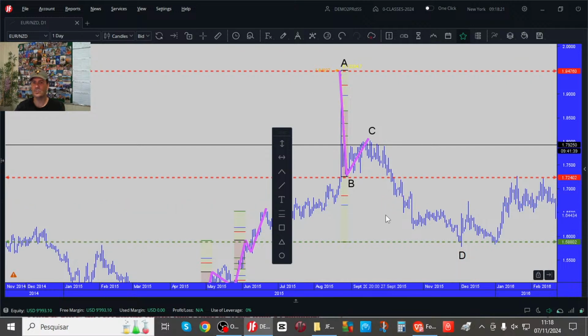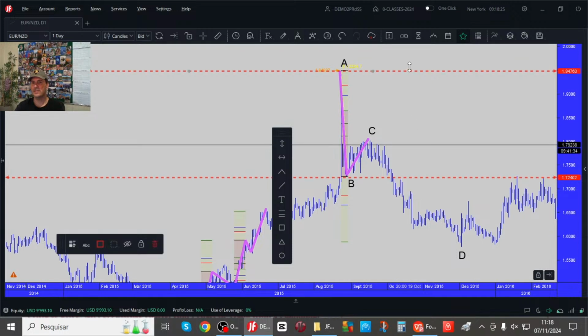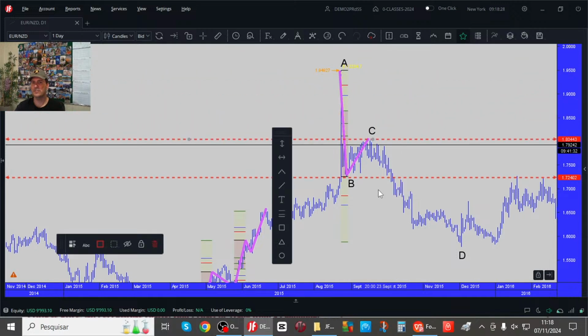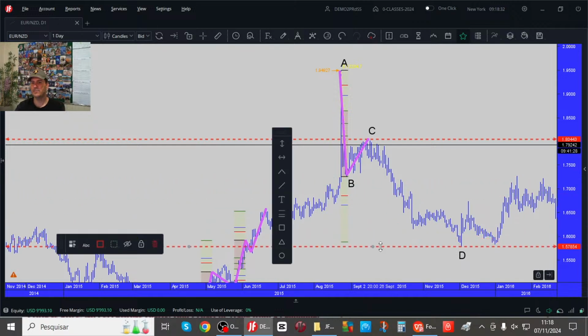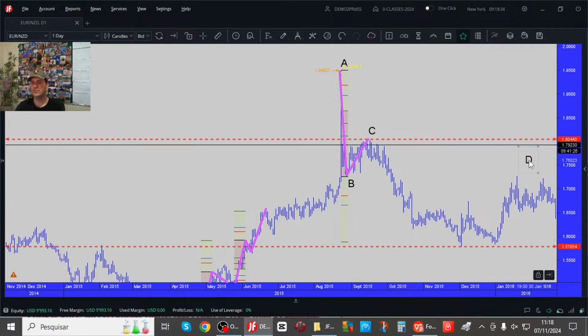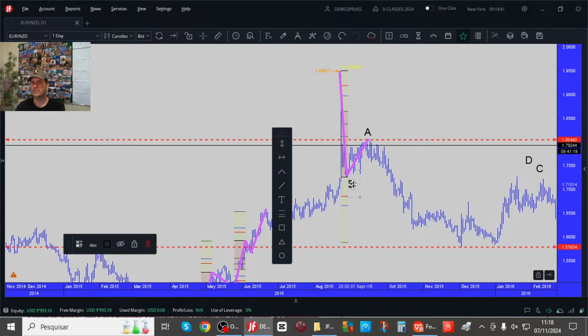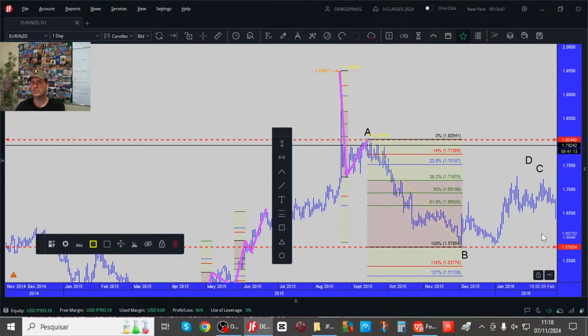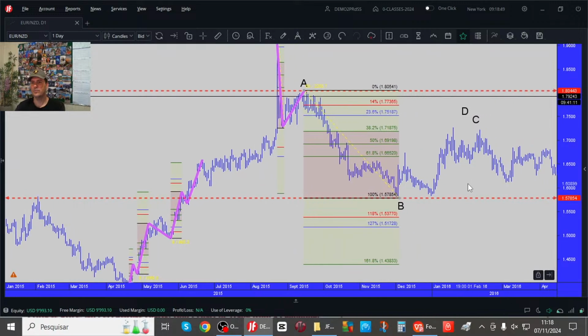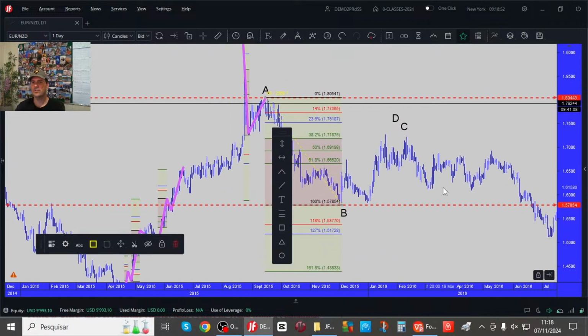Delete this one, delete this one, delete even this one. So A goes to C and B goes to D. Remember that D must be a low in a down Fibonacci sequence. Alright? So A goes to C, B goes to D, Fibonacci retracement tool, and we have a new Fibonacci sequence, right? Moving forward.